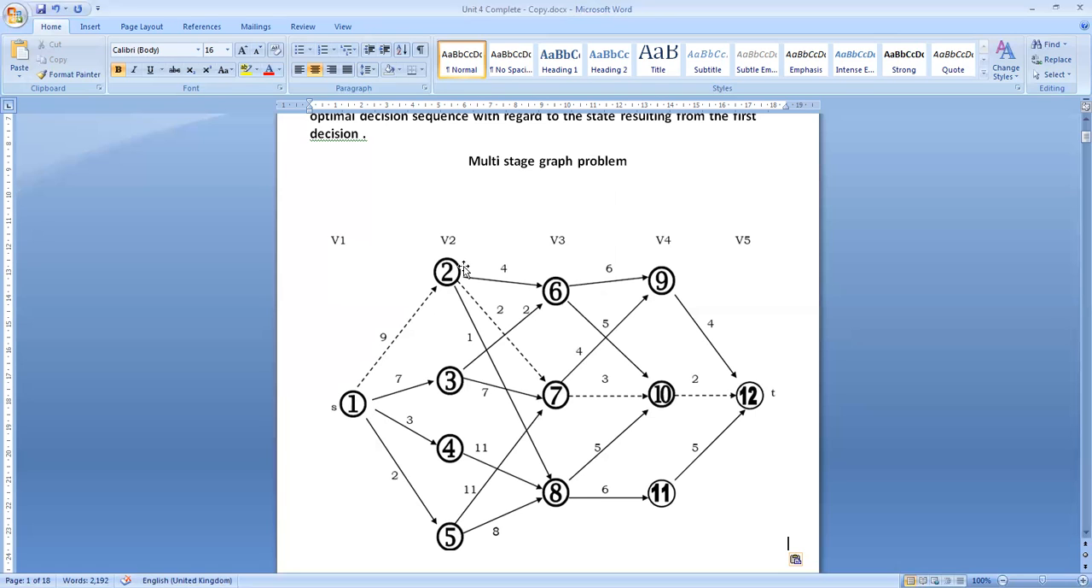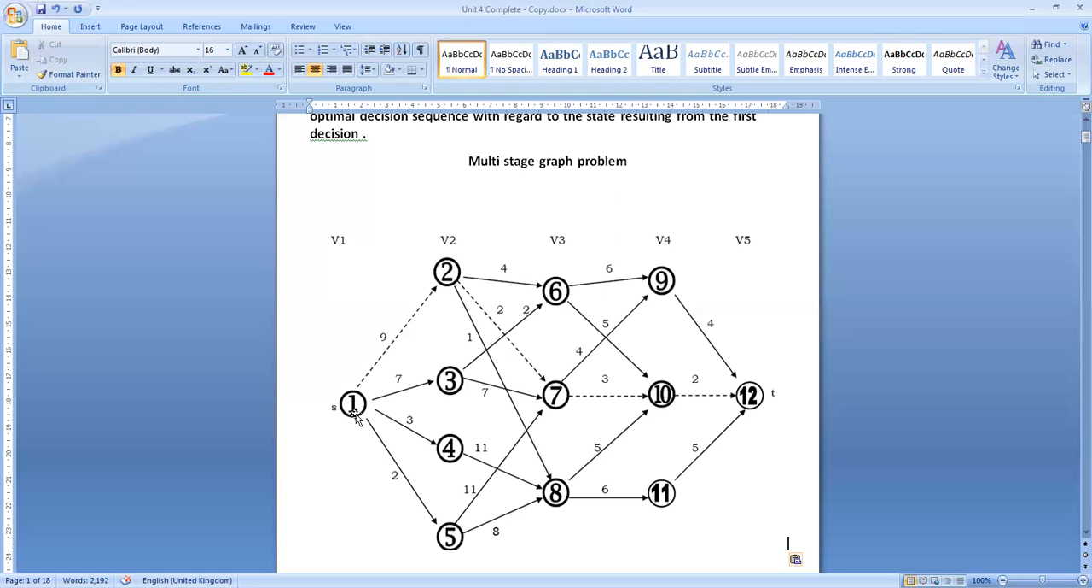So supposing I take vertex 2, I am going to vertex 2, which means one decision has been taken. Then from this vertex, which vertex to go to? 6, 7, 8. There is a decision to be made from this stage to this stage. Should I go from vertex 2 to 6? Should I go from vertex 2 to 7? Should I go from vertex 2 to 8? Supposing I go from vertex 2 to 7, so your decision has been taken.